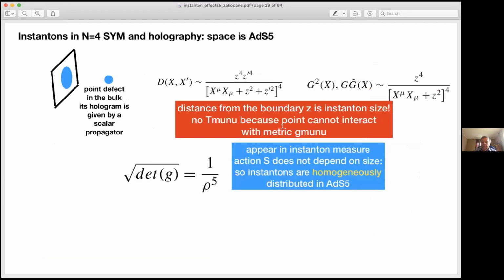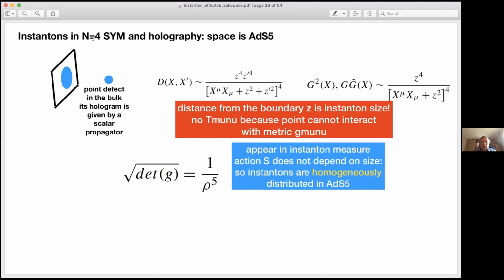Now, I want to tell you from the holography point of view what instantons are. I start with N=4 super Yang-Mills. I remind you, what is it? It's a very nice theory. It has a more complicated Lagrangian, you may think. It has, of course, 4 supersymmetries, 4 gluinos, and 6 scalars.